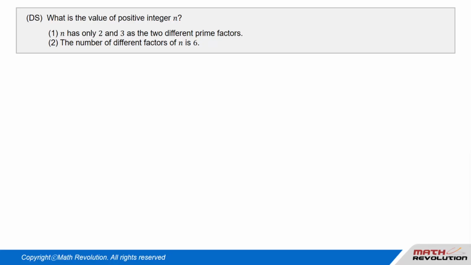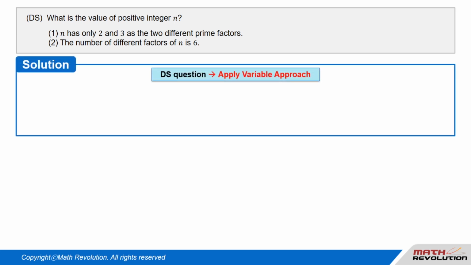Question. DS. What is the value of positive integer n? Condition 1. n has only 2 and 3 as the two different prime factors. Condition 2. The number of different factors of n is 6.